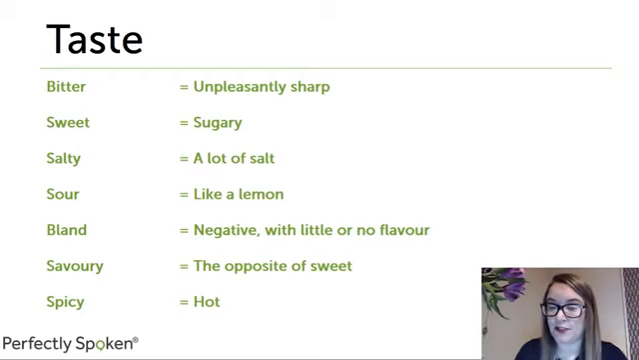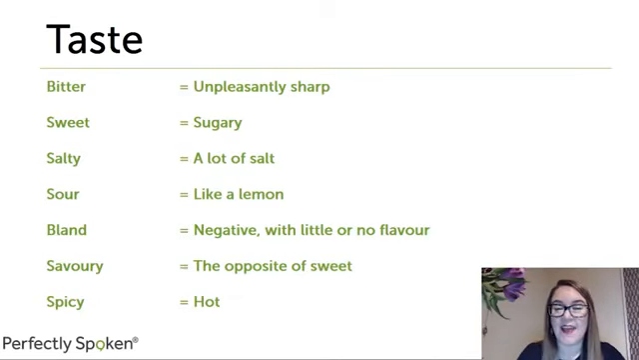Savoury is the opposite of sweet. So this describes a whole manner of different food. For example, anything like cheese or bread is savoury because it's not sweet. So they're the two opposites. And the last one, spicy, is hot. So perhaps you're eating a curry, it's very spicy, it tastes hot.